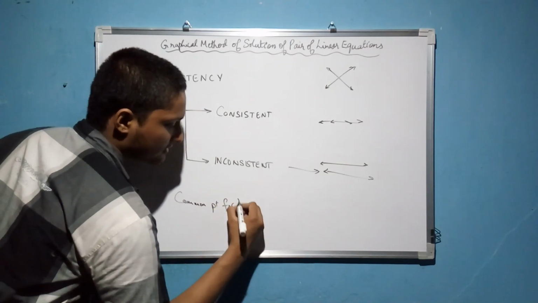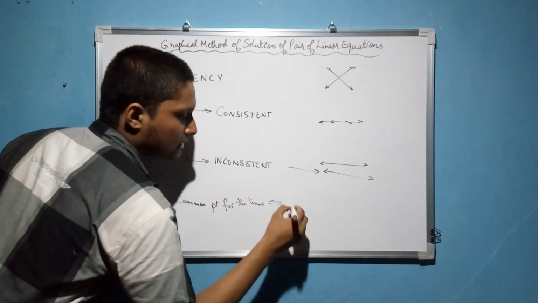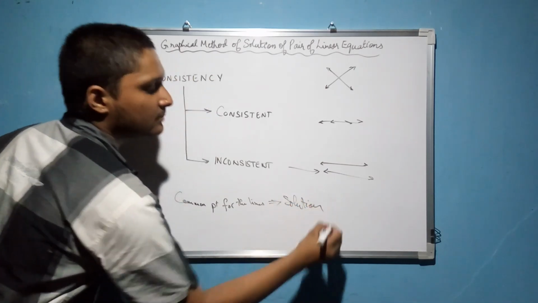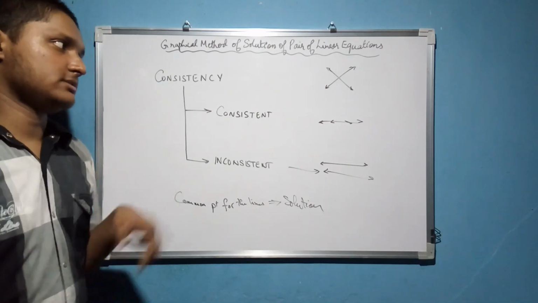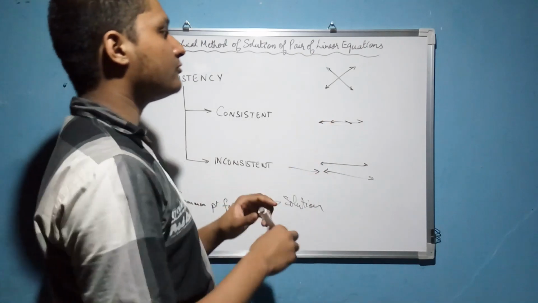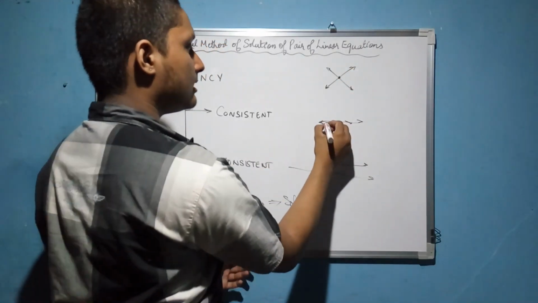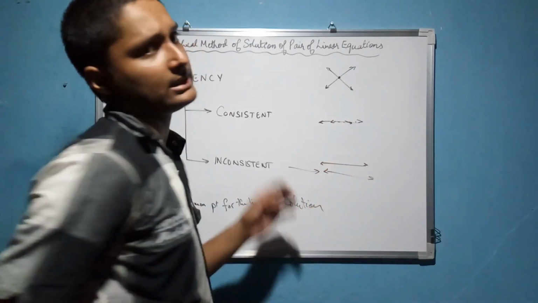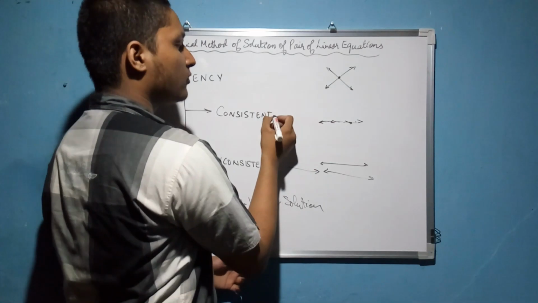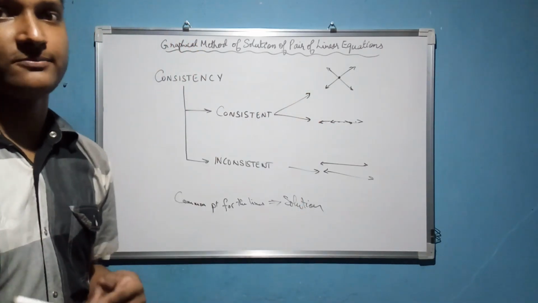The common point of the lines represents the solution for the given pair of linear equations. Here it was intersecting, and we have one point in common. Here there are so many, all the points on both of the lines are common to both lines. Therefore, consistent can be of these two cases.